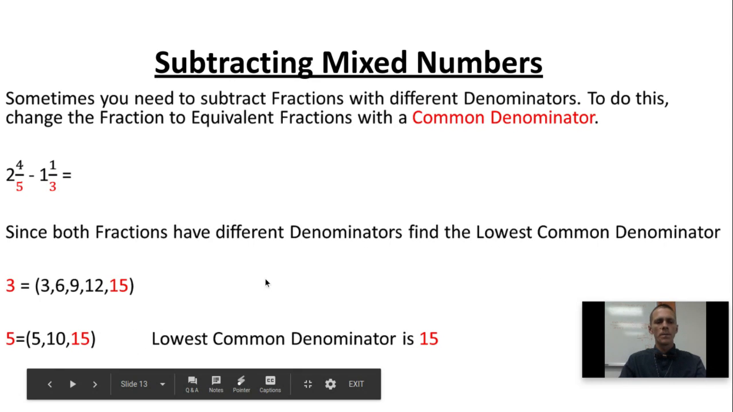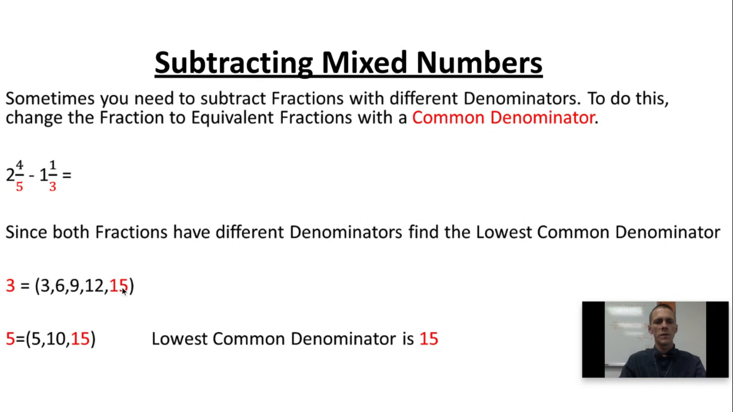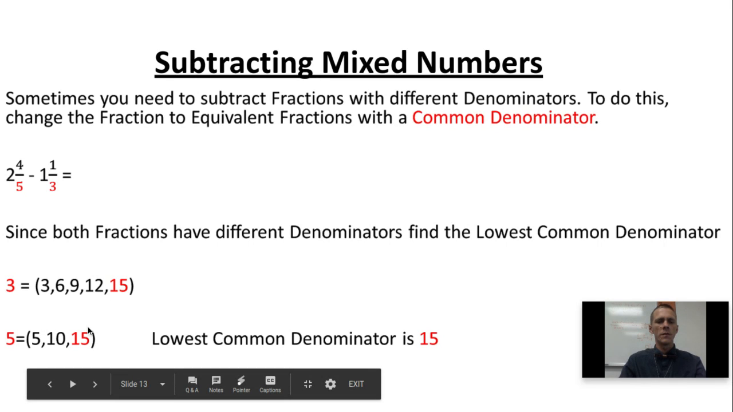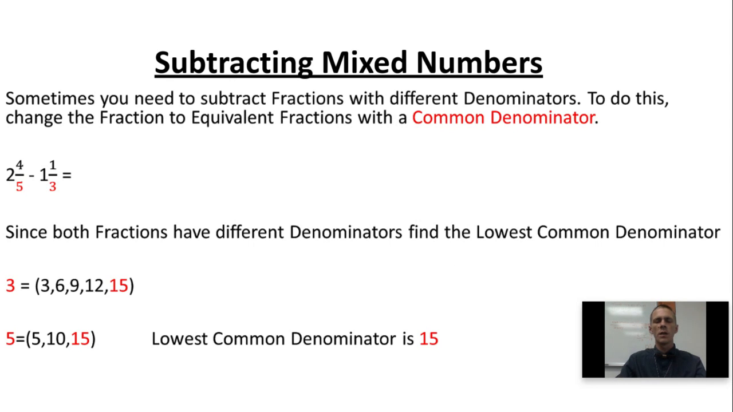So we're going to go back here. We're going to take our denominators 3 and 5, and we're going to count the multiples up. So 3, 6, 9, 12, 15, 5, 10, 15. As you can see, our lowest common denominator is 15. So now let's go ahead and raise our fractions.